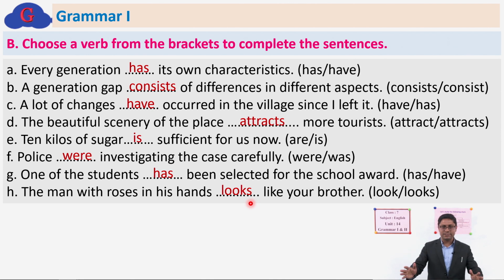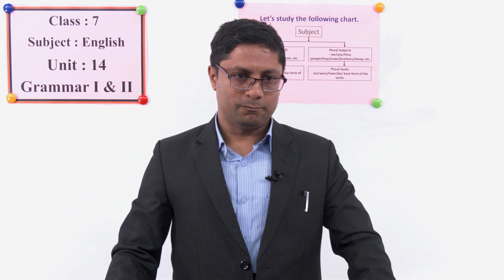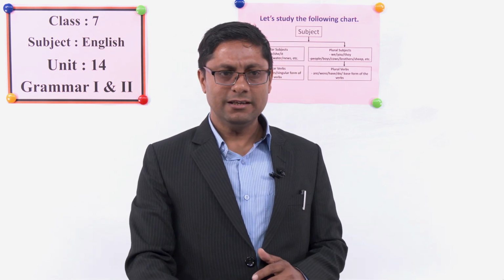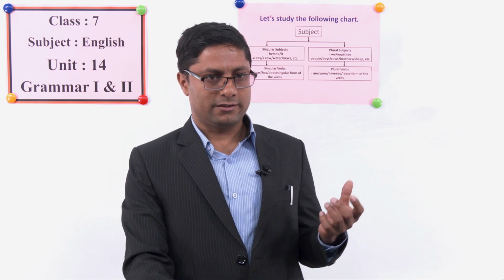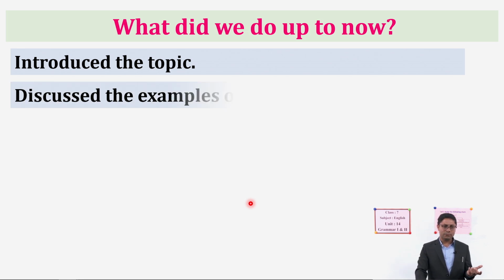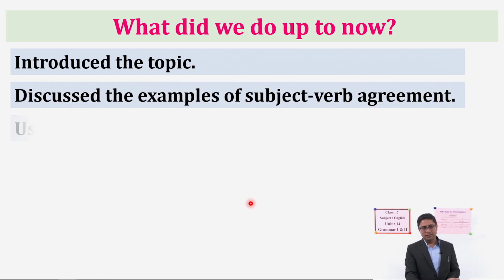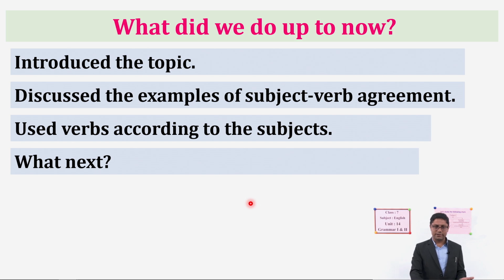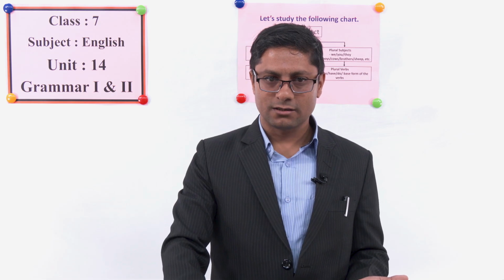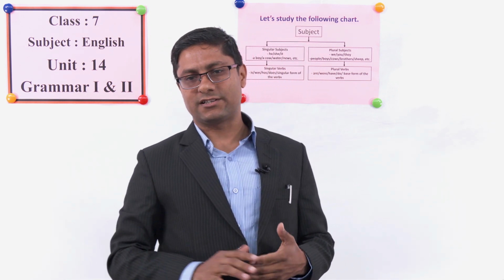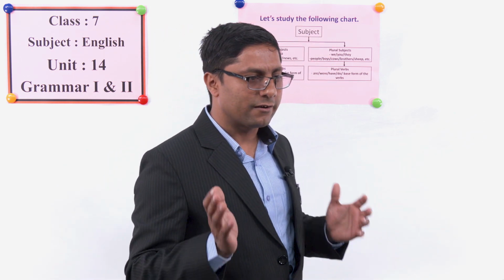Okay, students, you really did well. I am quite happy with you. Now, dear students, let me make you remember what we did up to now. First we talked about the topic, that we'll do grammar 1 and grammar 2, and then we discussed examples of subject-verb agreement. Then we used the verbs according to the subjects. Now, can you guess what next we are going to do? We are going to do the next grammar activity, that is grammar 2. So we will do the activities under grammar 2.